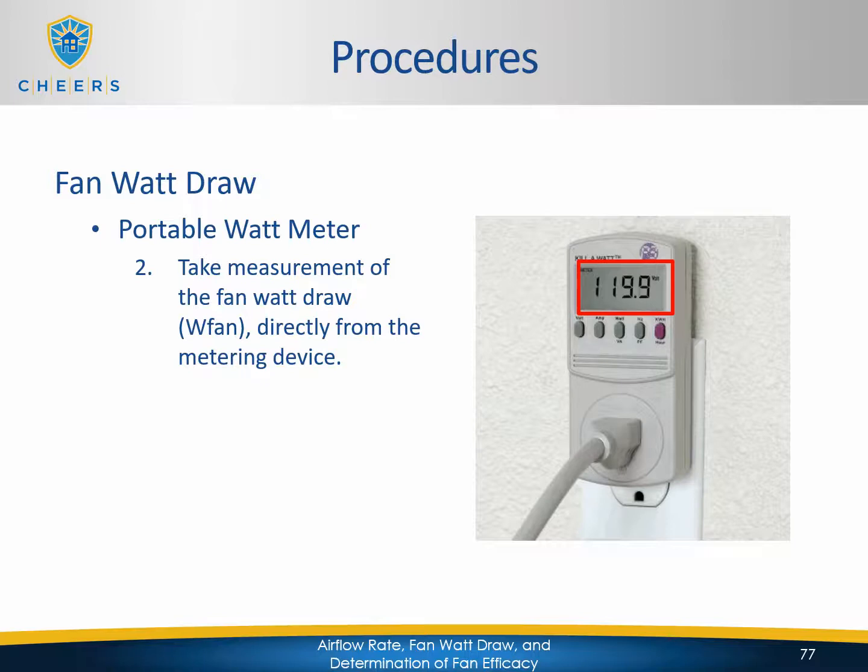If it is a hardwired system, you would use the other type of watt meter that basically hangs on the actual wiring of the furnace. So you will take that reading, and that is your watt draw from the actual furnace. We'll talk about what to do with that measurement in a sec after we're done talking about the other two methods.